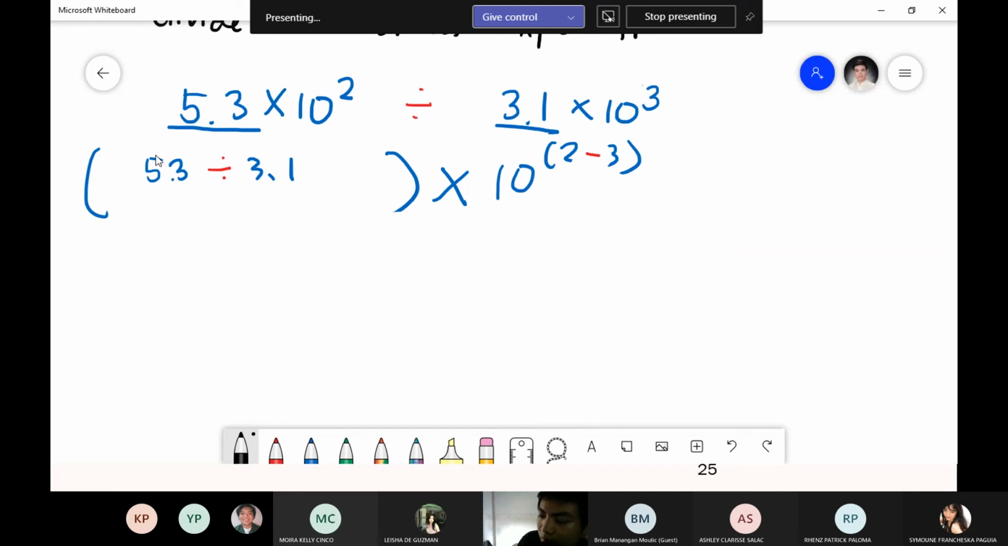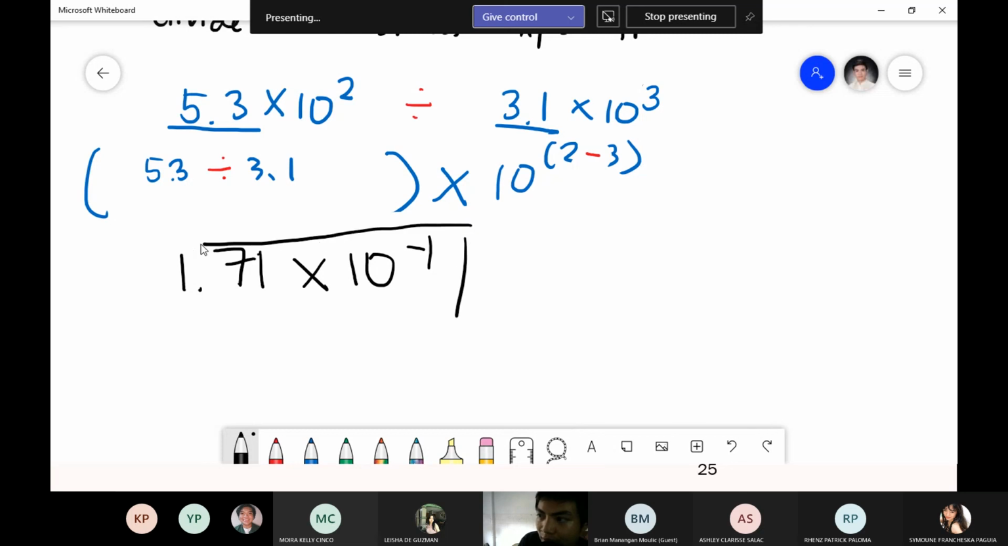Divide ko lang to, 5.3, 3.1. Ang daming number. Susulat ko na lang yung first 4 digits. And the first 3 digits na lang. Ayan. 1.71 times 10 raised to 2 minus 3. Negative 1. So that's the final answer. 1.71 times 10 raised to negative 1. Okay. Yun na yan. So, ayan. So basically, we're done with this, with the operation involving scientific notation.